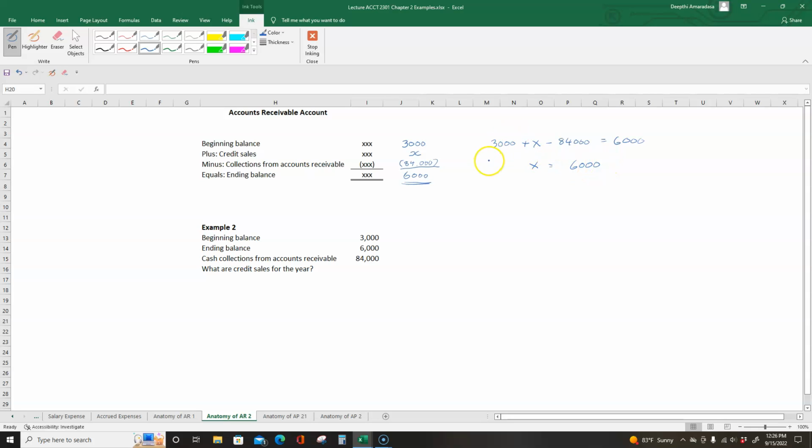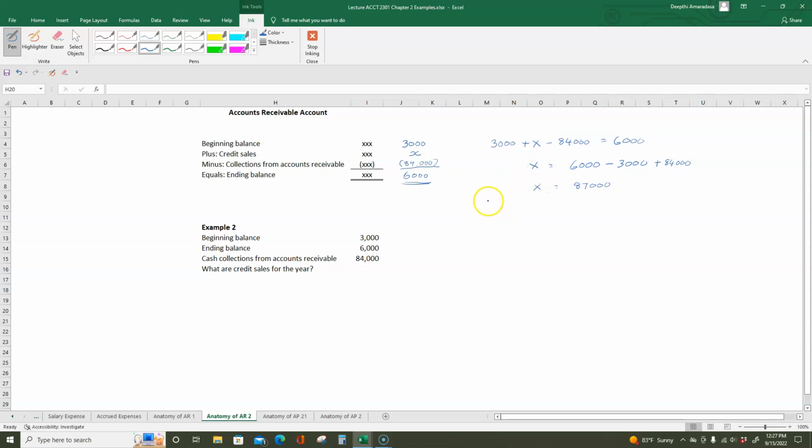We get rid of this 3,000. On this side, it becomes a minus 3,000. Then we have to get rid of this negative 84,000. When you move it to the other side, it becomes a positive 84,000. So you end up with X being equal to 87,000. It's 6,000 minus 3,000 plus 84,000. And X represents credit sales, so credit sales are 87,000.